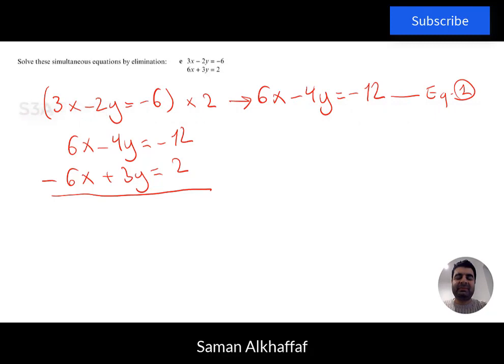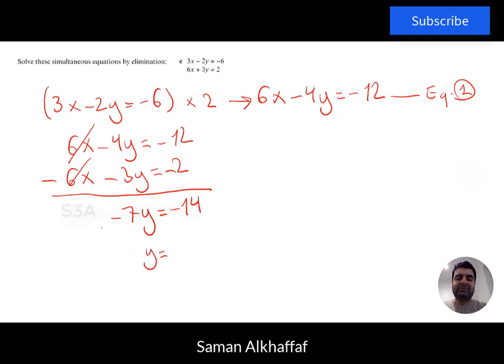So what will happen here is that this 3y will also change, so it becomes negative 3y, and we'll have a negative 2 here too. So the 6x, take away 6x, will disappear. And we'd have negative 4y and negative 3y, that would give us negative 7y. And we have negative 12 and negative 2, that will give us negative 14.